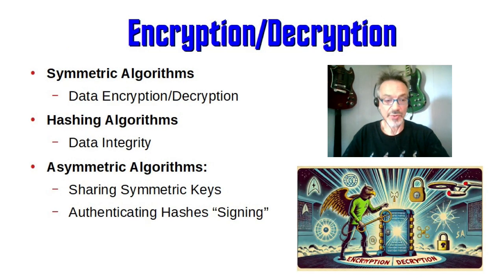Encryption and decryption. For the exam, you need to understand three major categories of encryption algorithms. 1. Symmetric algorithms. These use the same key for encryption and decryption, and it's used for data. Examples are AES and maybe triple DES if you still bump into it. 2. Asymmetric algorithms, known as public key algorithms. They use a pair of keys, one private and one public. They are used for exchanging the symmetric key and for authenticating hash values, which is our next section.